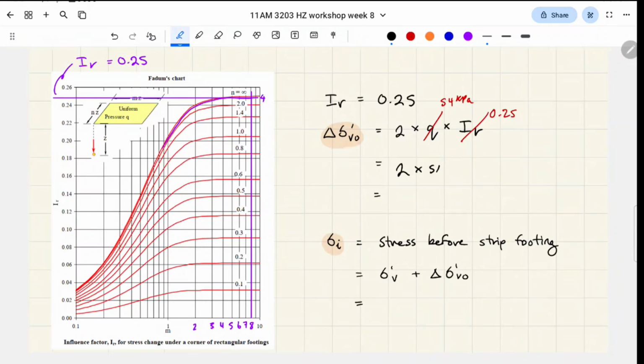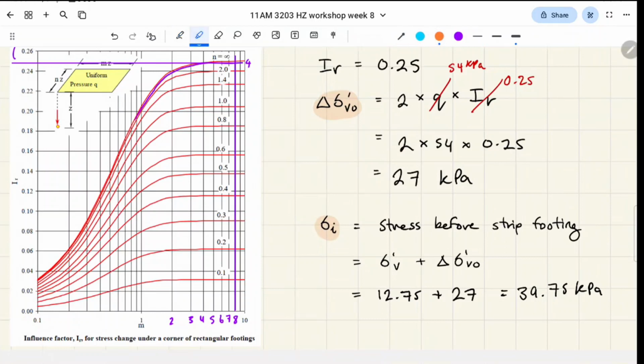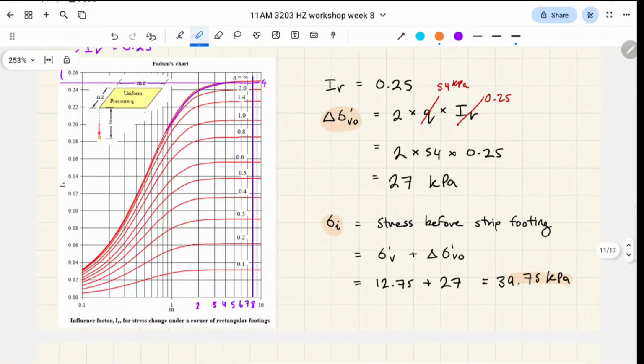So it's 2 times 54 times 0.25. That gives us 27 kPa. Okay. So this is from our soil stress, and this is from our raft footing stress, and we add them together. You get 39.75 kPa. So that's the stress with just the raft and the soil, right? So before the strip footing's installed, that's what we're going to call stress initial. Okay. Everyone got it? Yeah.